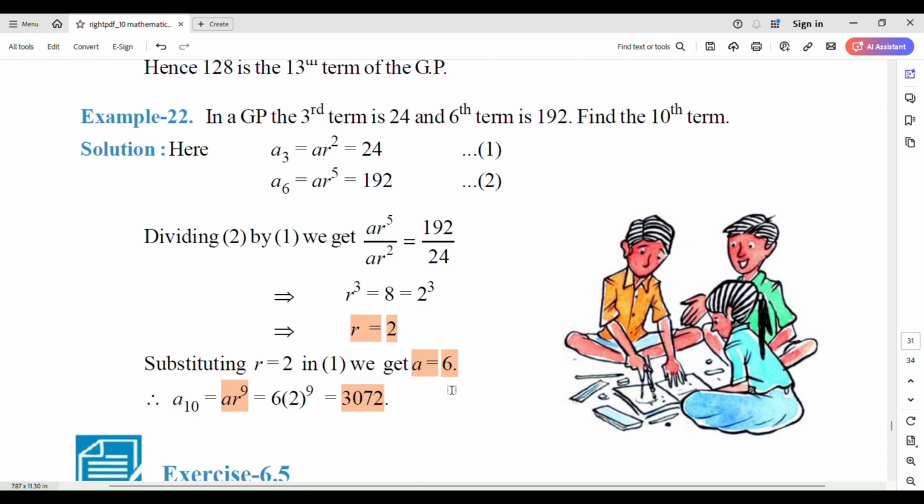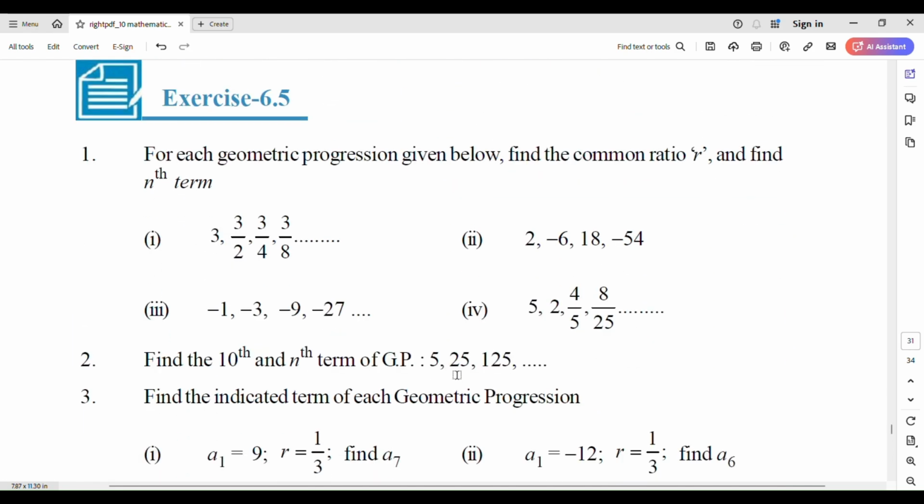Okay, so let's do the exercise section for this one.